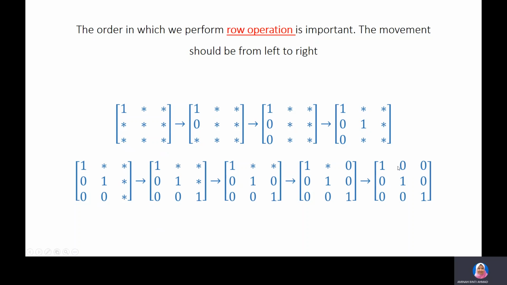So the sequence to do the row operations is very important. We must start here, here, here, and then go back to the diagonal, 1, and then 0, go back to the diagonal, 1, then go up, 0, 0, 0.